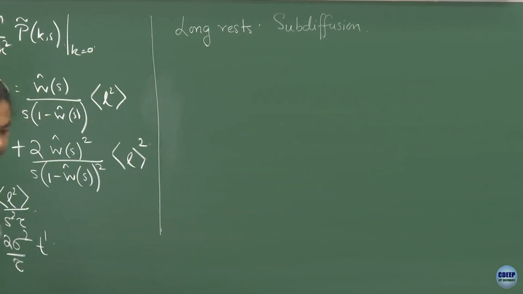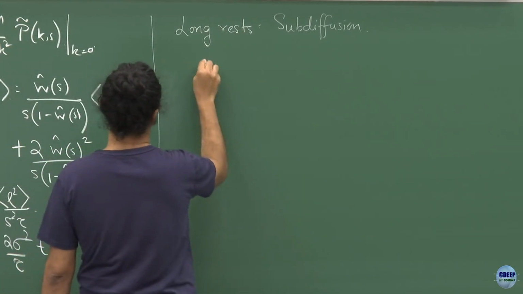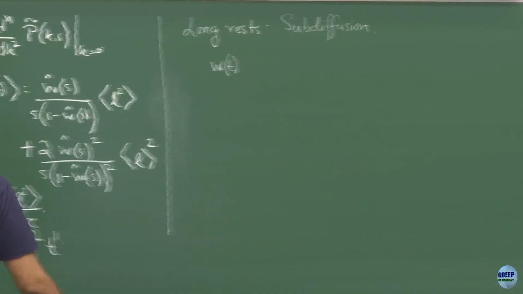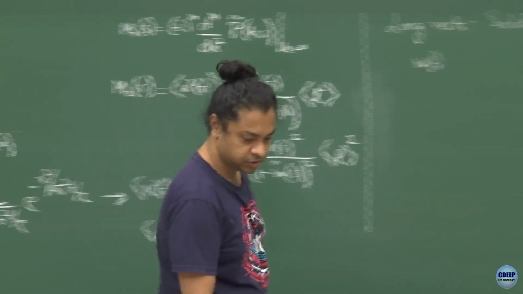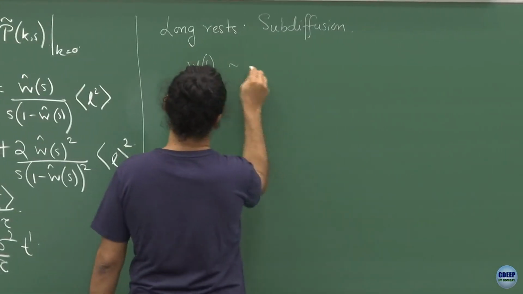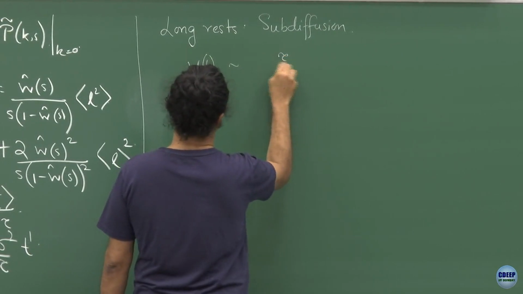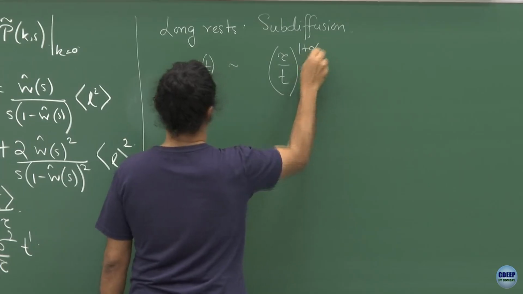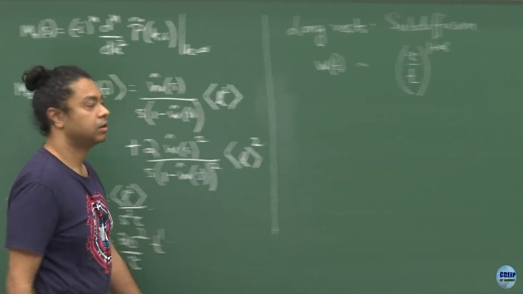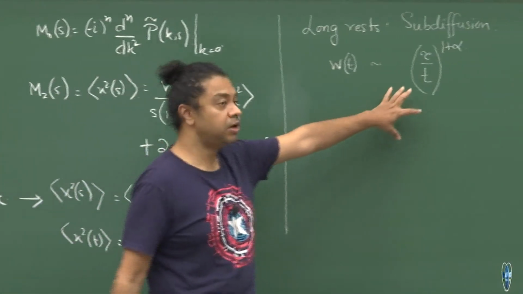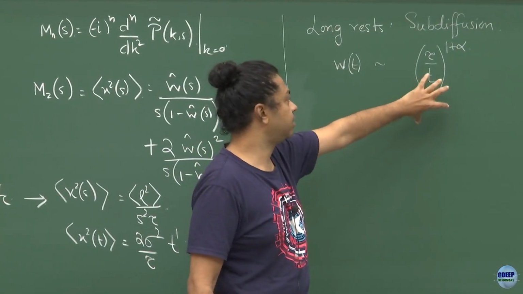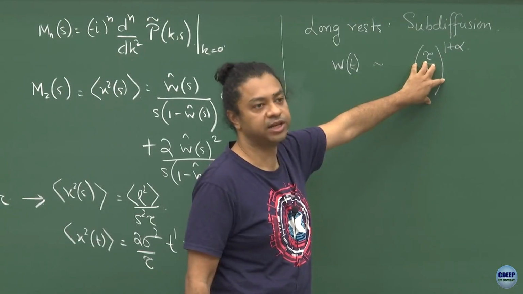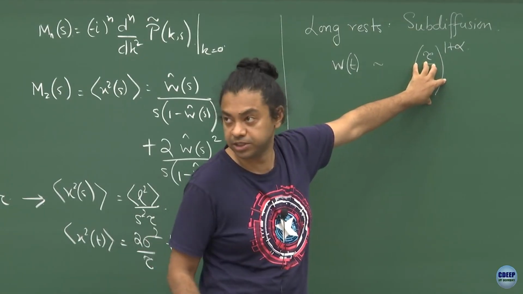What does that mean? It means that I take a waiting time distribution which, instead of being exponentially distributed, is now power law distributed. So I take something of the form tau by t to the power of 1 plus alpha. Because I now have a power law, there is a finite probability for these waiting times to be very large, as compared to the exponential.